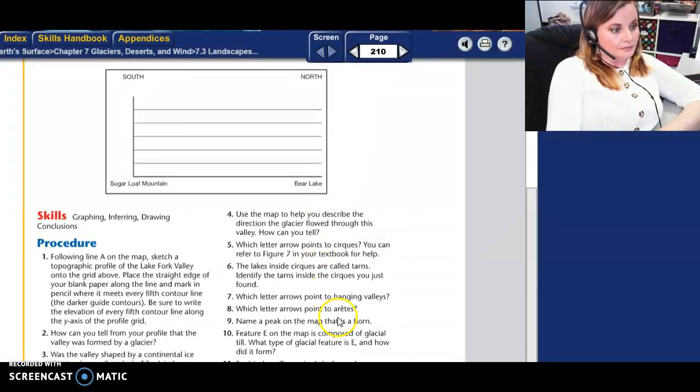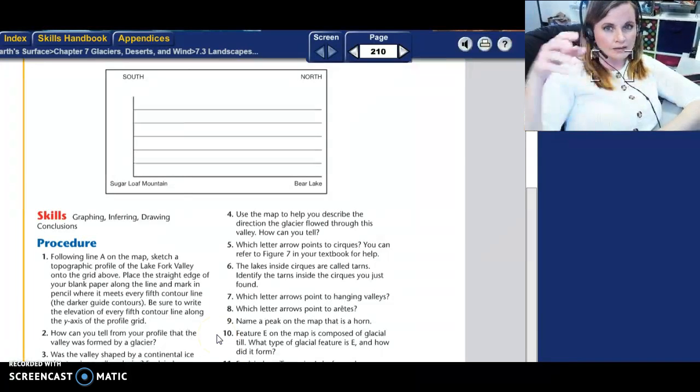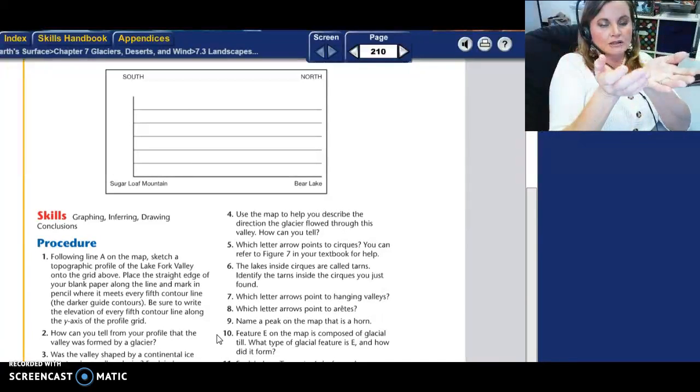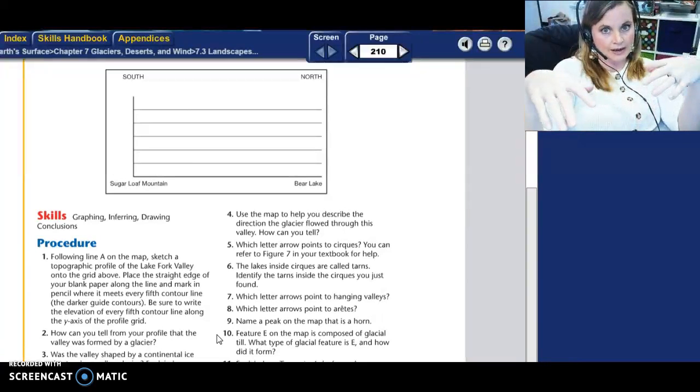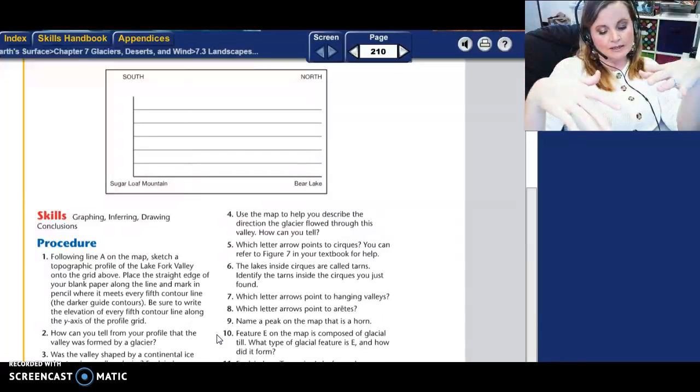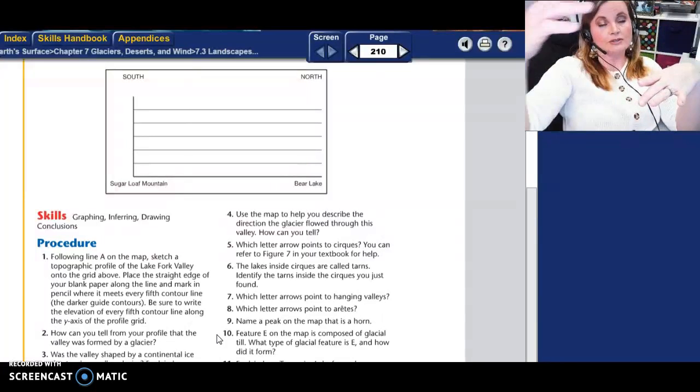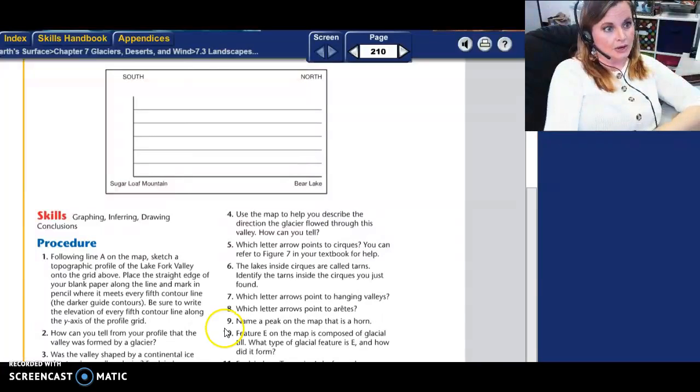Next question here. Question 5, which letter arrow points to cirques? And remember that a cirque is a semicircular shape that is almost a bowl that sits at the top of a mountain, and it's where the glacier originated. So you'd probably get a lower depression at the top of the mountain, which would fill up with snow and ice. And after a time, it would get really heavy, and once it got thick enough and tall enough, it would start to flow downhill. And that depression is still there.